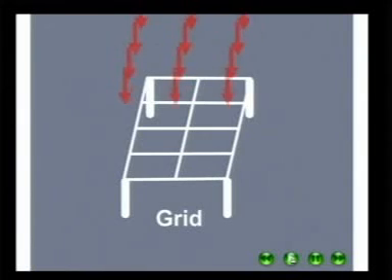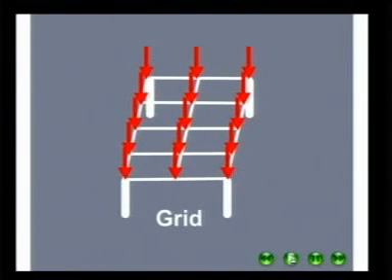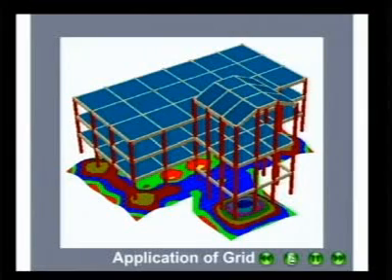Next you have, when you have a series of elements which are loaded perpendicular like this, you call it a grid system, a grid. Next one. So this can be visualized as a grid, the loads are applied on these nodes here. Next.